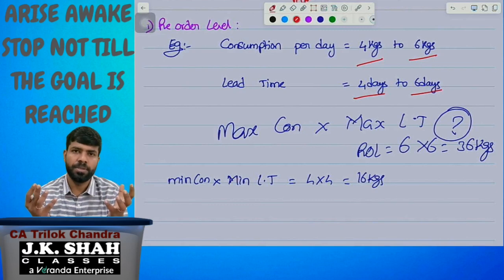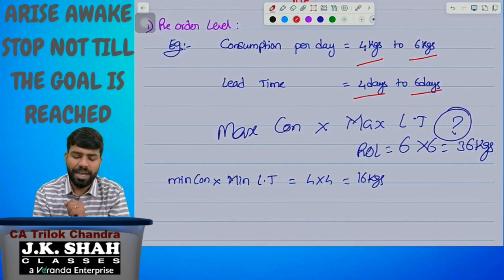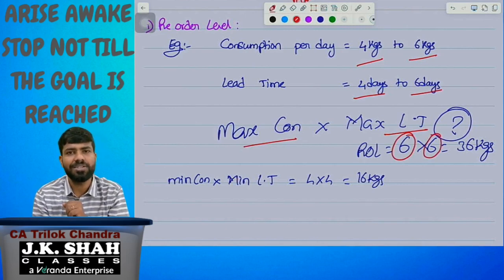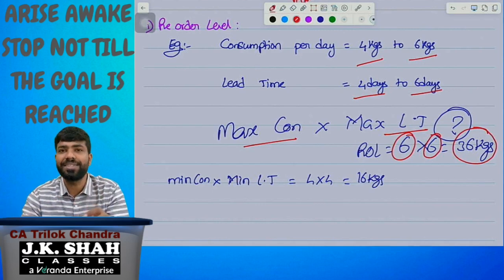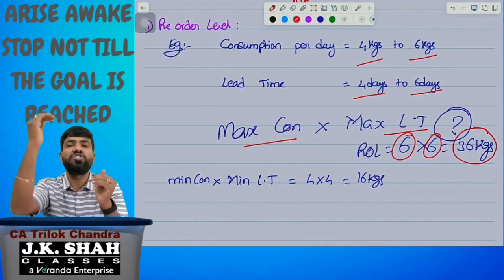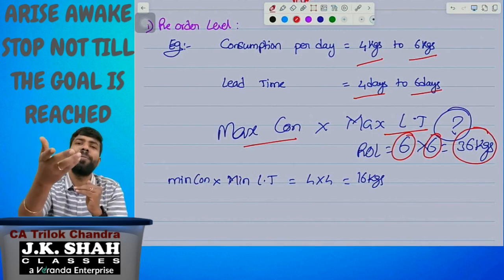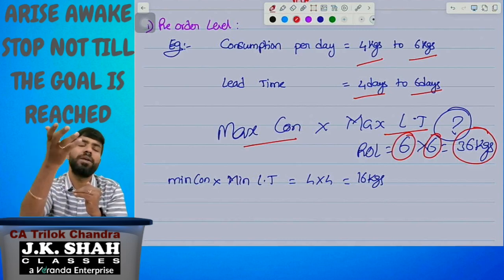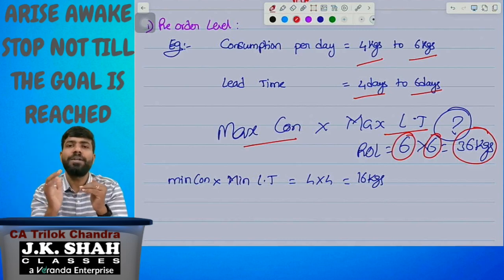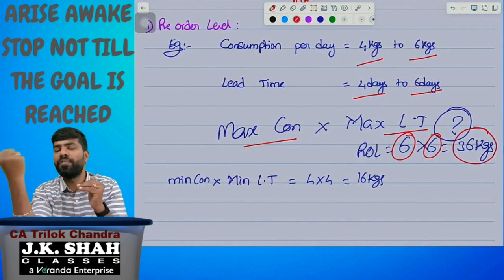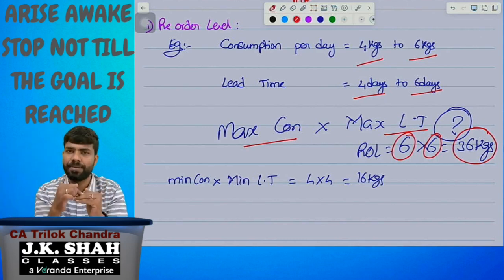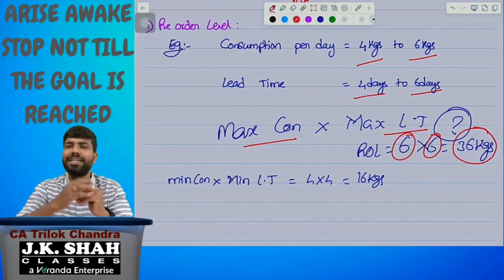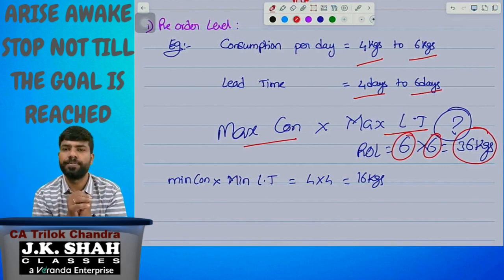Why not minimum consumption into maximum lead time? We'll get many doubts. The answer is here: maximum consumption 6 kgs, maximum lead time 6 days. 6 kgs into 6 days is 36 kgs. What is the meaning of this 36 kgs? You will be maintaining 100, 120, 70, 60, but when you keep on consuming the raw material, at one point of time the stock level touches 36 kgs.